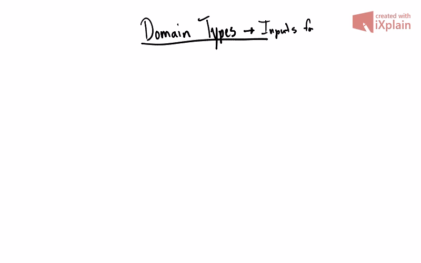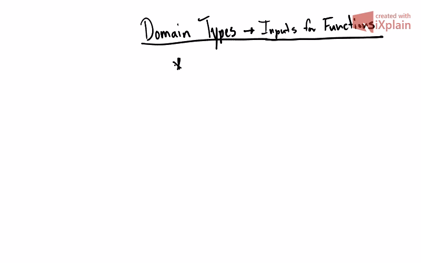So in one of the videos I talked about continuous and discrete domains. Basically, domain types. There are two different types of domains that we use to create functions, and these domain types are basically the inputs for functions. There are two types.